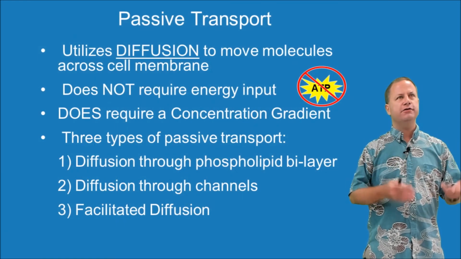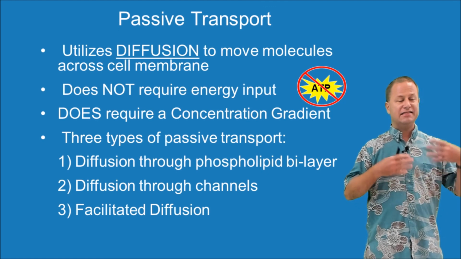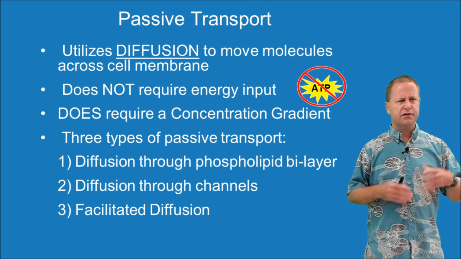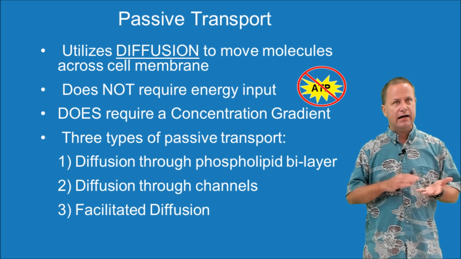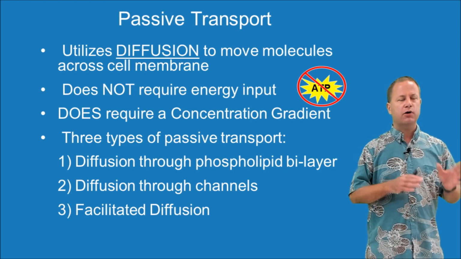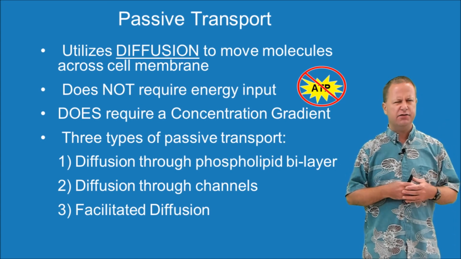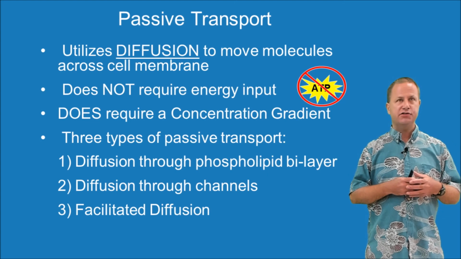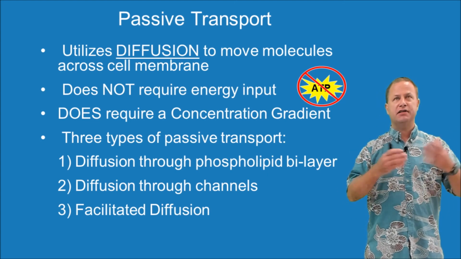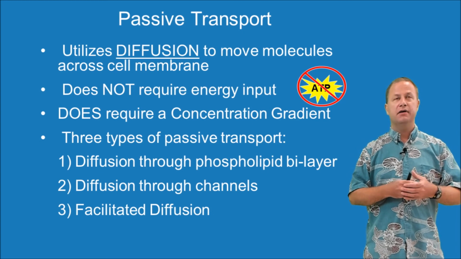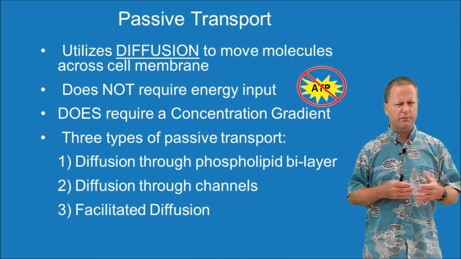Okay, remember that diffusion and osmosis were both forms of passive transport. They utilize simple diffusion to move molecules across the cell membrane. Now remember that passive transport, like osmosis, like diffusion, does not require any net energy input. We don't have to add energy or ATP into it, but it does require a concentration gradient, meaning the most you can get on one side of the membrane is about 50% of the different solute molecules, because once we reach equilibrium, things essentially stop moving. We have no net movement.